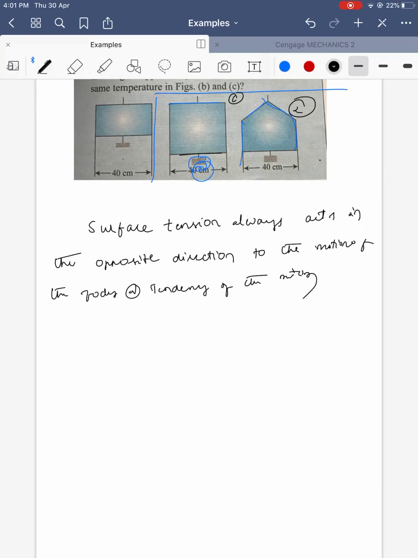Say a body is placed over a liquid layer. If this body is trying to go down, the surface tension force will act in the backward direction. If the body is trying to go in the upward direction, the surface tension force from the corners acts in the downward direction. What is surface tension? It is an attractive force, so generally it doesn't allow the body to leave it. That's why surface tension always acts in the backward direction.